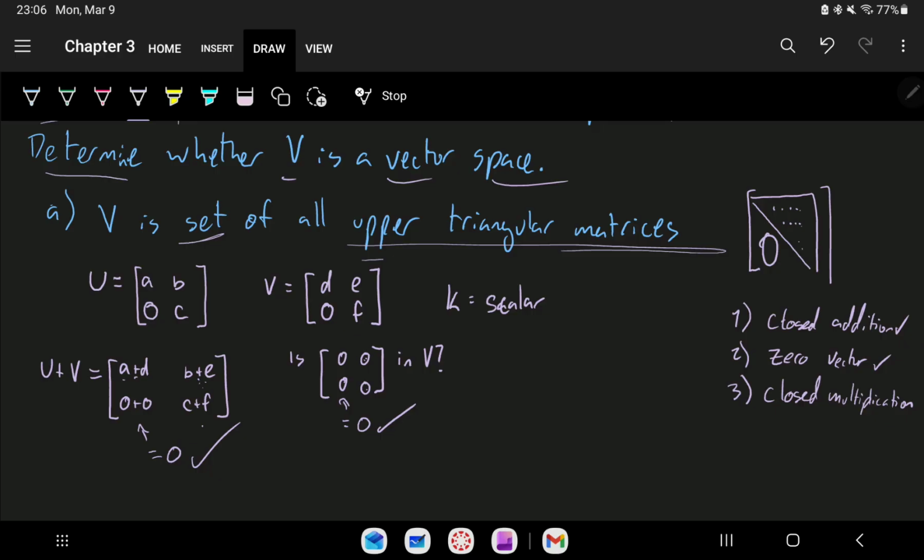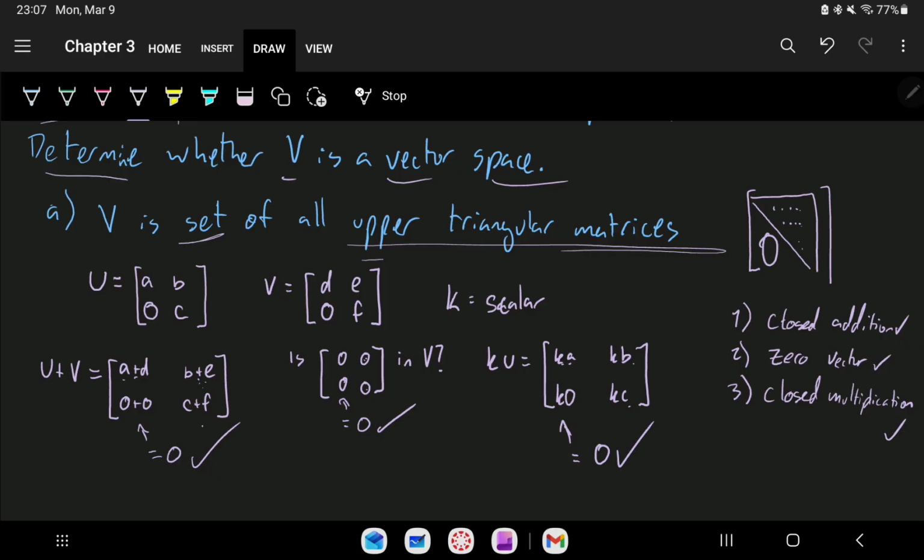Lastly, we can determine whether it's closed under multiplication. We want to see if K times U is in V. You have a standard definition of scalar multiplication. So this is basically going to be Ka, Kb, K0, Kc. Don't care what these are. This equals 0? Yeah, it does.